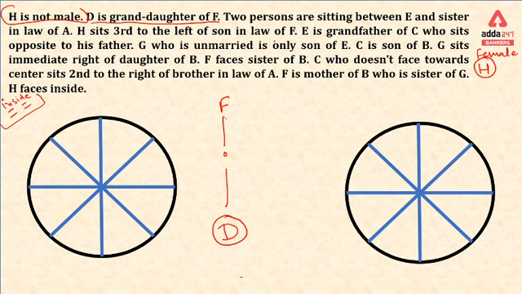Coming to the next line, 2 persons are sitting between E and the sister-in-law of E. We are not confirmed about it, so we make a rough sketch. There are 2 people between them. Firstly, we assume E as inside. Secondly, we assume E as outside. Two persons sit between E and the sister-in-law of E.